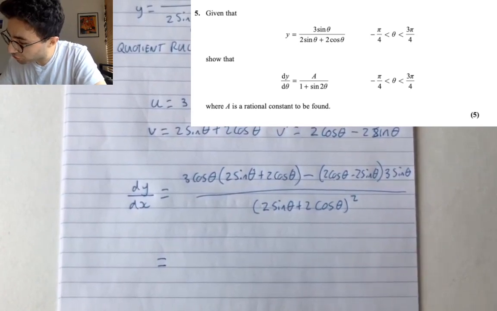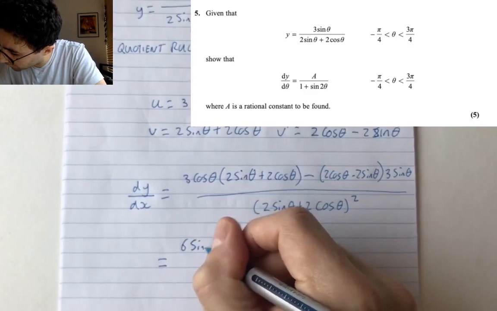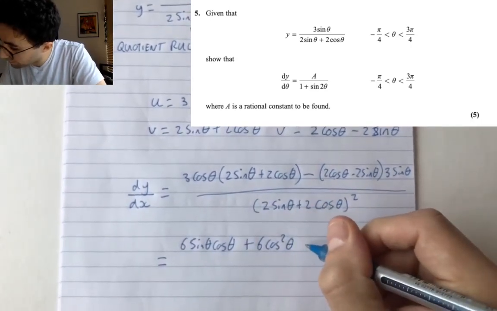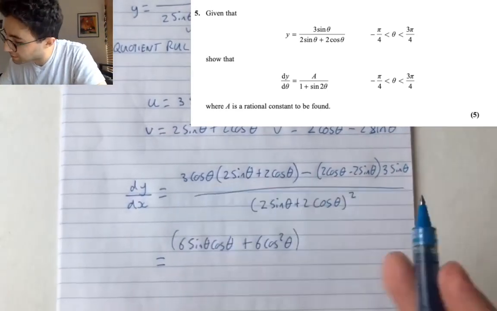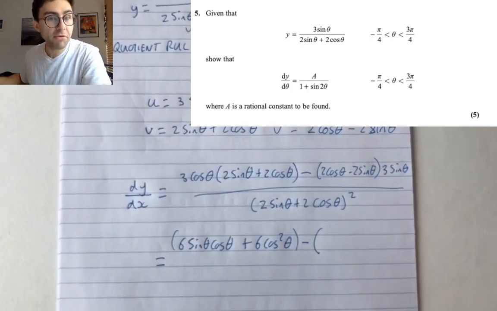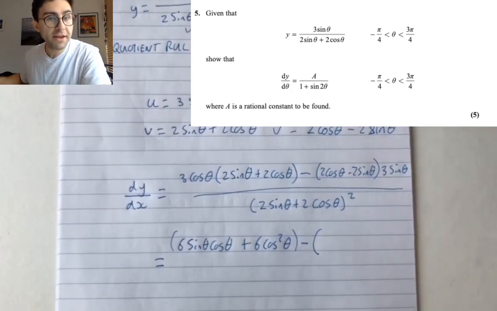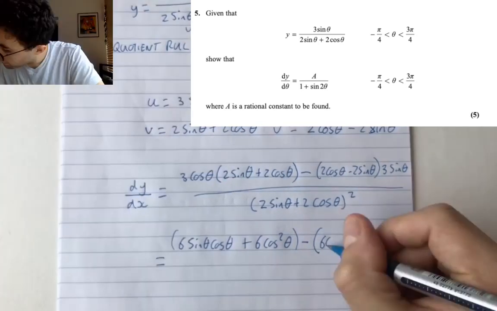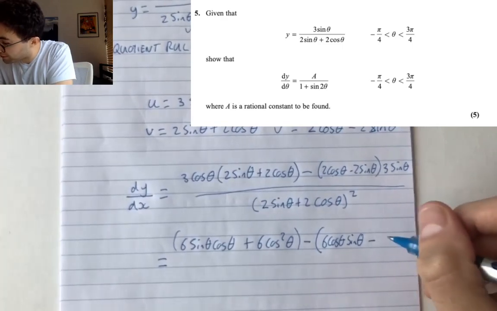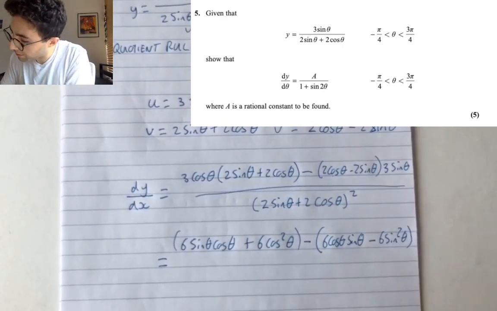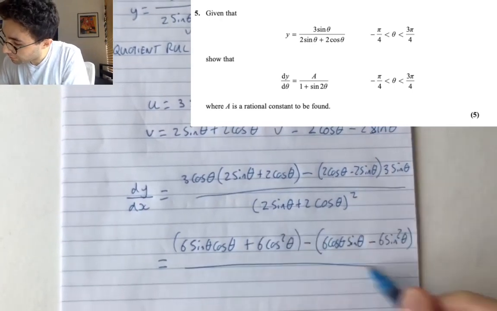Top line, 6 sine theta cos theta plus 6 cos squared theta. Alright, that's that first thing, the 3 cos theta times through, then minus everything that's about to come. So let's keep it in a bracket. Minus 6 cos theta sine theta. Okay, I'm going to just keep that minus there. I was almost going to multiply it out, but that was not the thing to do in the end.